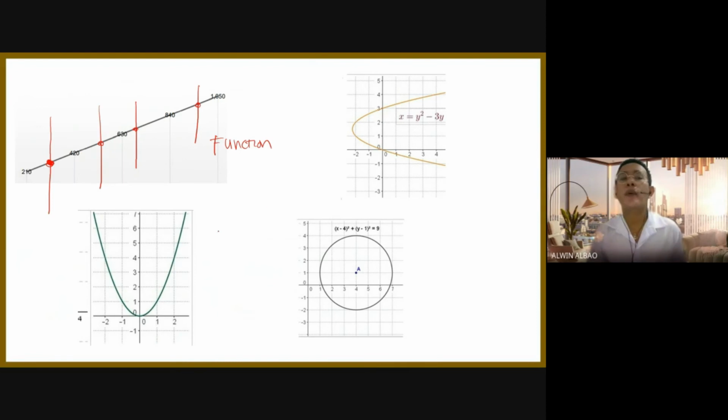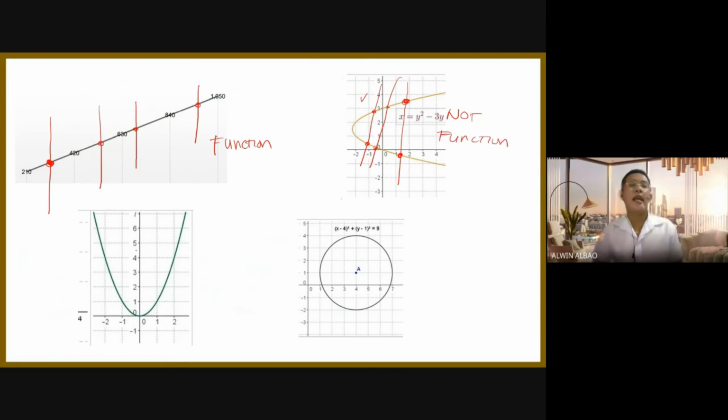Okay, so what about this graph? Okay, so tingnan natin. So, pag nag-drawing tayo ng isang straight line dito, mapapansin natin na magkakaroon tayo ng 2 intersections. So, kahit saan tayo mag-drawing dyan, meron tayong 2 intersections na makikita. So therefore, this graph is not a function.